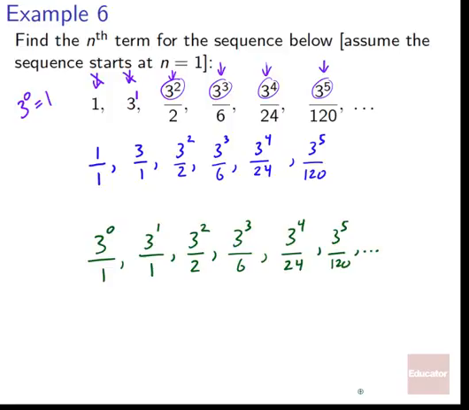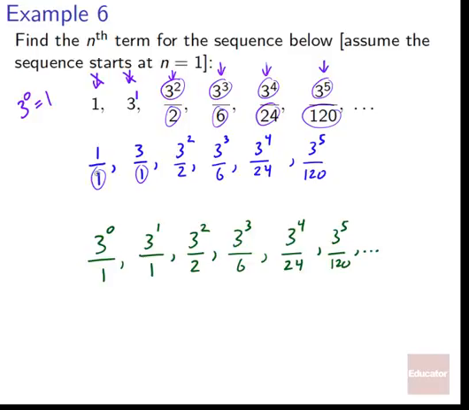But what about this bottom part, right? 120, 24, 6, 2, and then we got 1 and 1 here. So 1, 1, 2, 6, 24, 120. Well, if we work backwards, we might realize 2, 6, 24, 120, you might recognize, oh yeah, factorials.